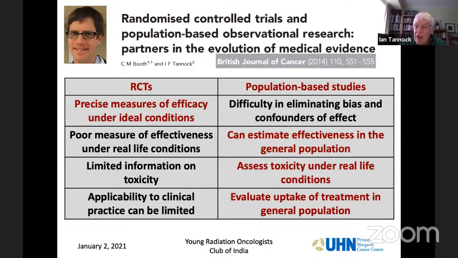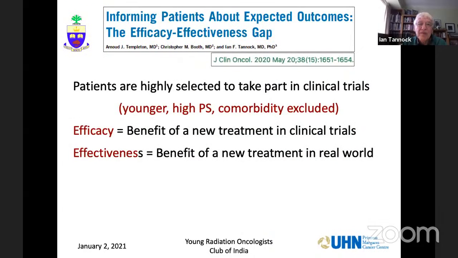The problem with population-based studies, if you see a difference comparing, say, patients in a registry before and after, or patients in a registry getting or not getting a treatment, it's difficult to eliminate bias and confounders. But they can estimate the effectiveness in the general population, they can assess toxicity under real-life conditions, and they can evaluate the uptake of treatment in a general population.